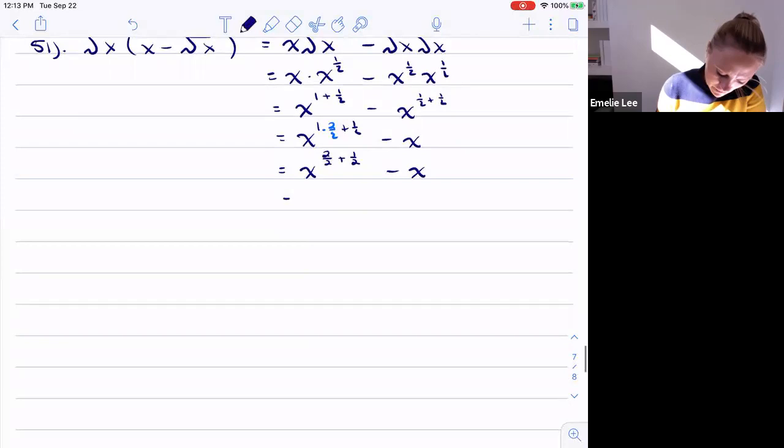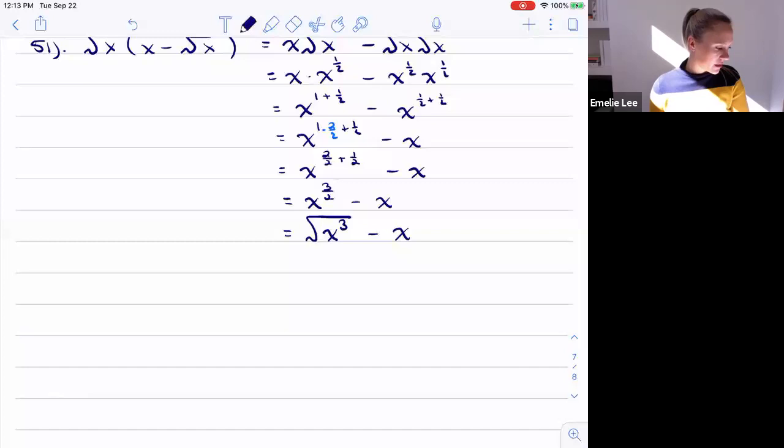X to the power of 2 over 2 plus 1 over 2 is 3 over 2. So x to the 3 over 2 minus x. This I know I can rewrite a little bit nicer. And so it's going to be the same as the square root, right? Because I've got the 2 in the denominator of x to the power of 3 minus x. So that's just another way I could write it. Okay, so I should be getting better at manipulating these things.